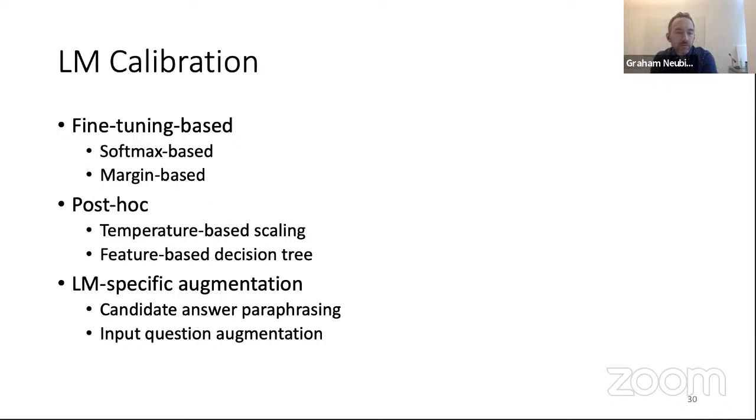Then, in addition to just measuring how well language models are doing at this task of knowing when they know the answer to a question, we also tried a bunch of methods to further improve their calibration. The specific methods that we used are fine-tuning, post hoc correction, and also some language model specific augmentations.